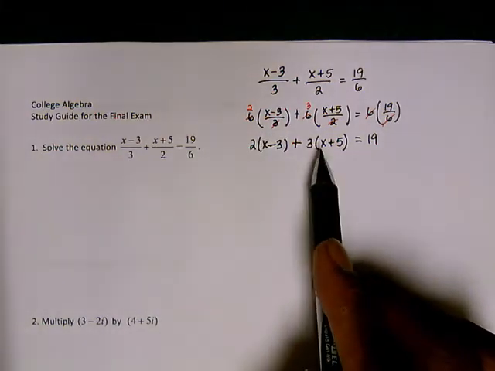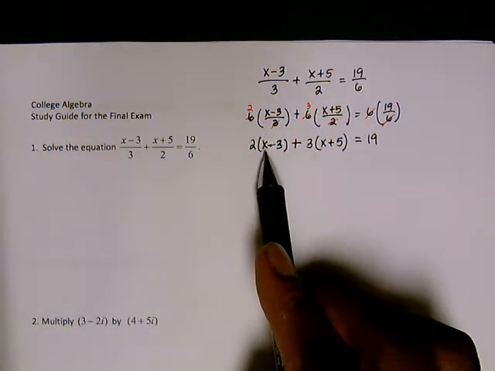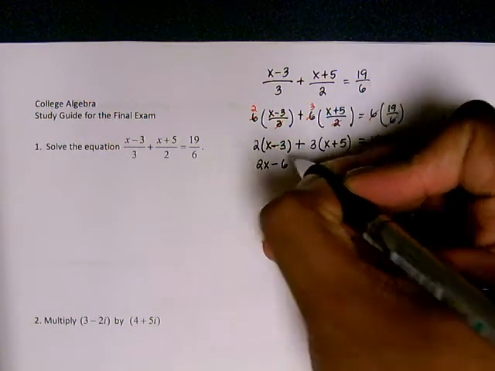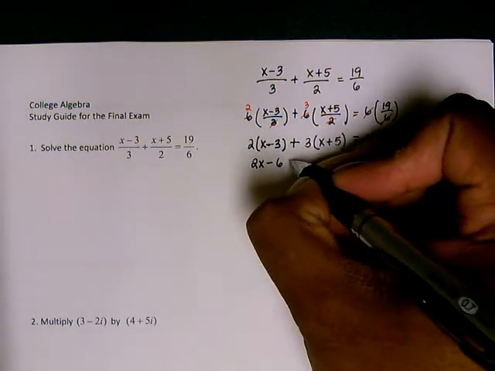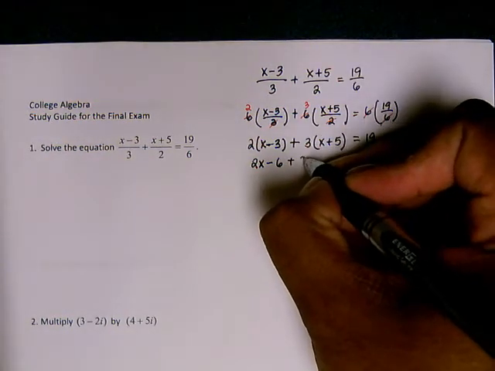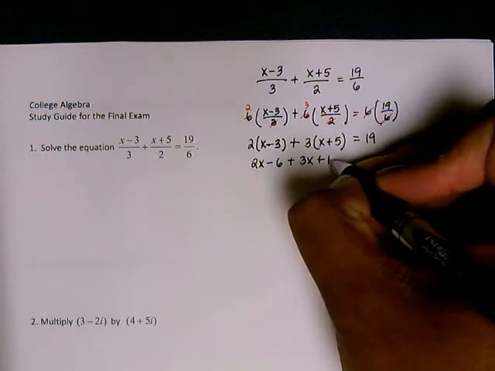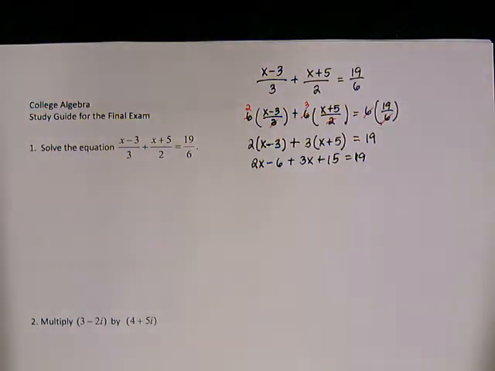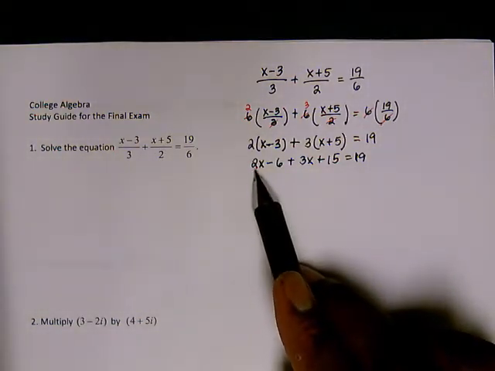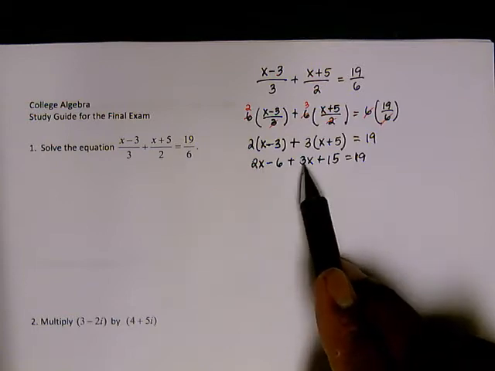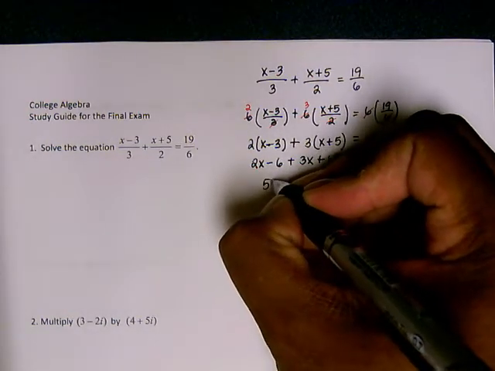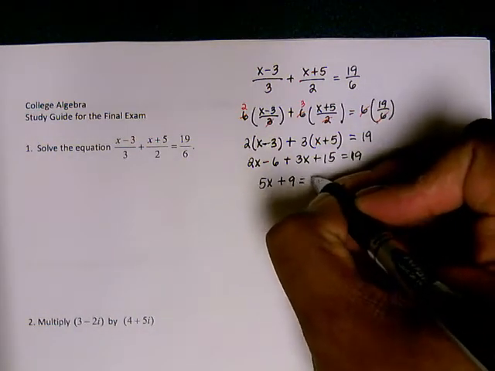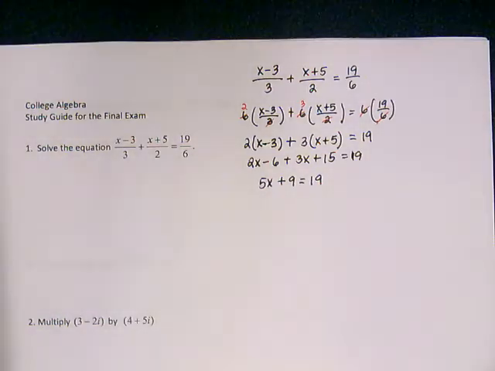Now on the left side, I can use the distributive property. So here if I do 2 times x, that will be 2x, minus 2 times 3, that will be 6. So that's 2x minus 6, plus 3 times x, that will be 3x, plus 3 times 5, which will be 15. And that's equal to 19. Okay. So now we're going to combine like terms here. 2x plus 3x, that will be 5x. Minus 6 plus 15 will be a plus 9. So I have 5x plus 9 equaling 19.